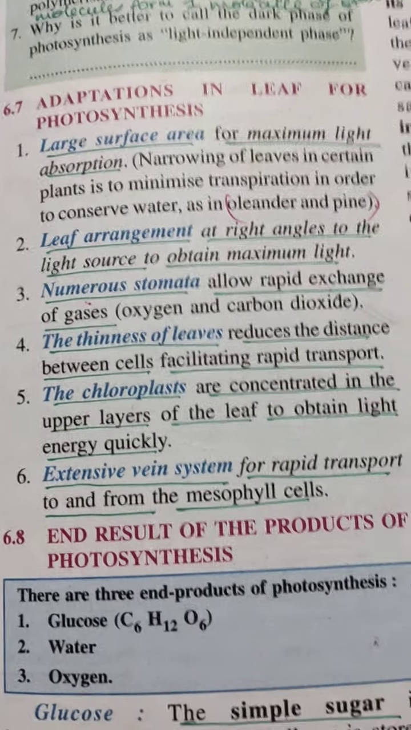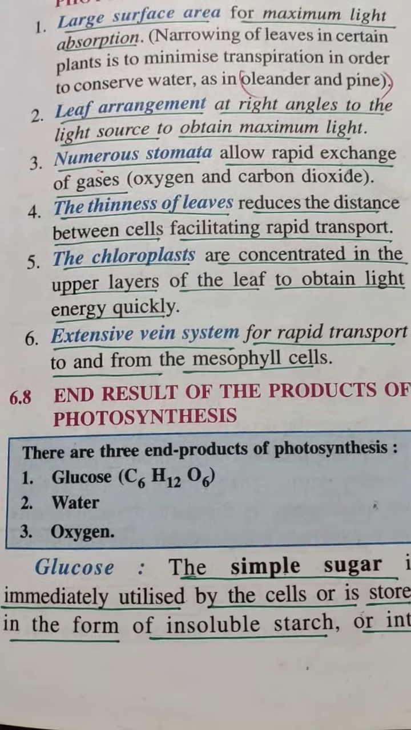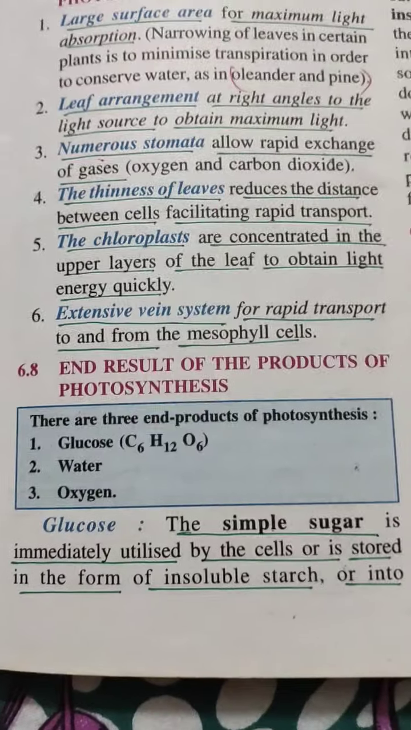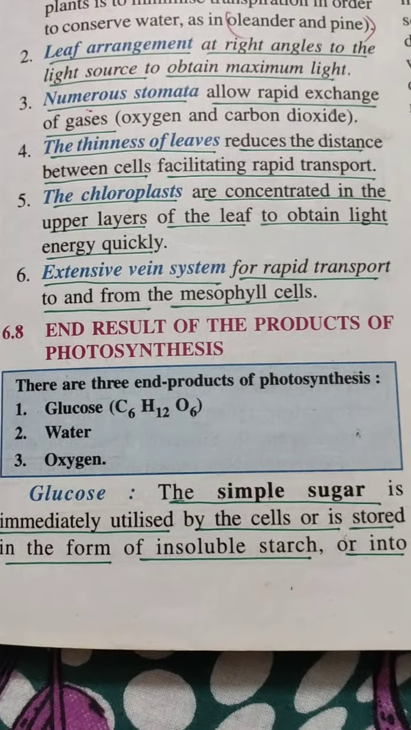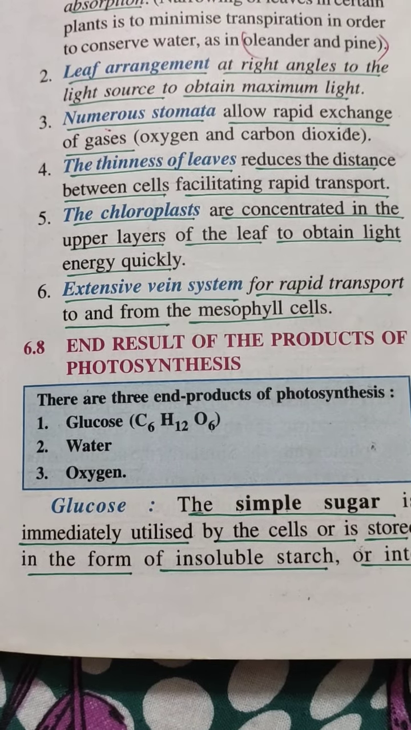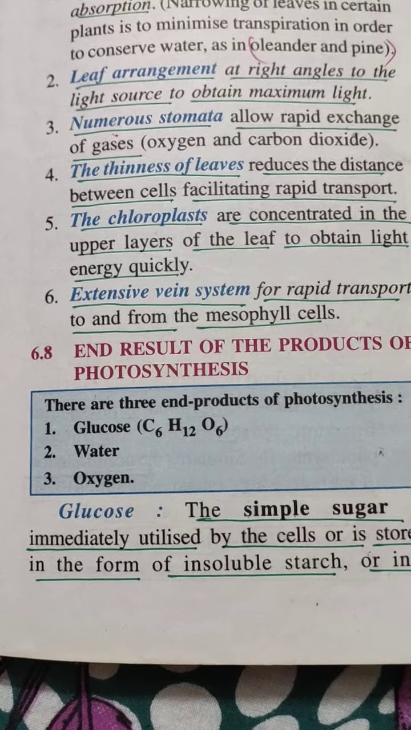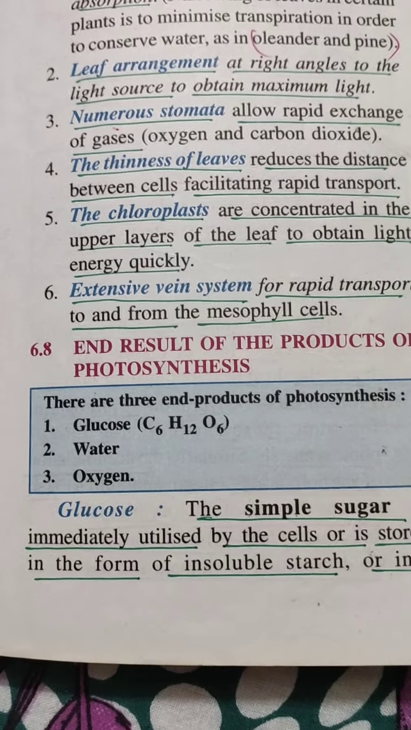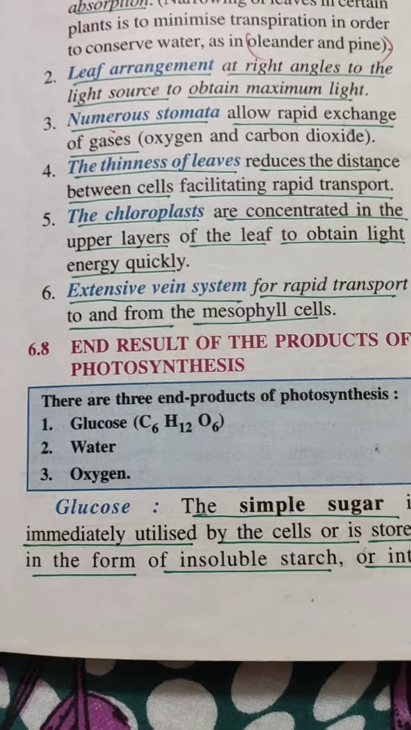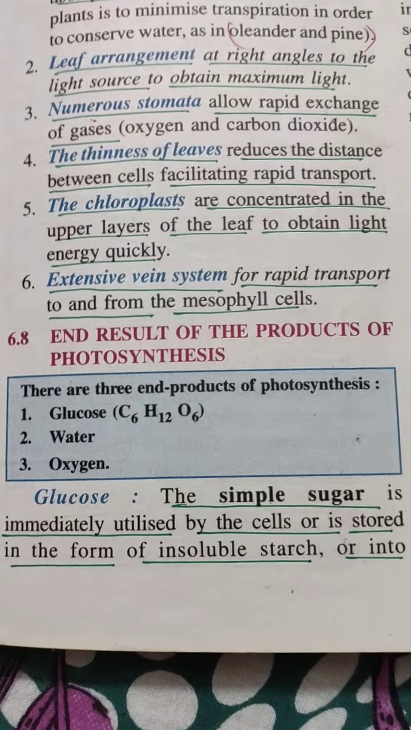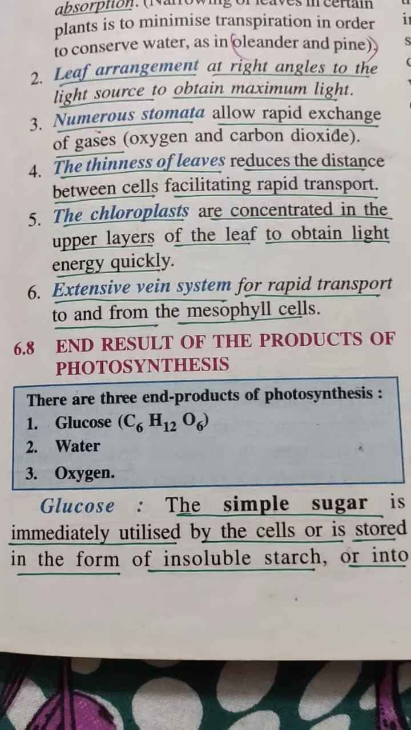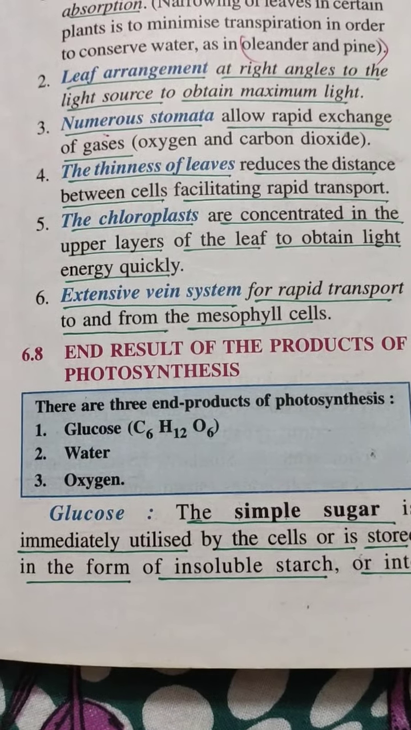Clear? Now what are the end products of photosynthesis? Glucose, water and oxygen. Now glucose is simply utilized by the cells or is stored in the form of insoluble starch, as I have said just now. And it is also used in synthesizing fats and proteins which are required in the plant body. Water that is produced is reutilized for the continuation of photosynthesis and also for various metabolic activities inside the body of a living organism. Plant is a living organism. It needs a lot of metabolic activities to undergo. So definitely it needs water for that.